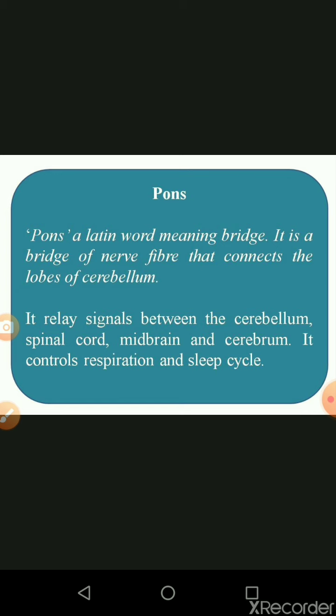The next one we are seeing is the pons. The pons is a Latin word meaning bridge. So it is a connecting bridge, a bridge of nerve fibers that connects the lobes of the cerebellum. It relays signals between the cerebellum, spinal cord and midbrain. It controls respiration and the sleep cycle.